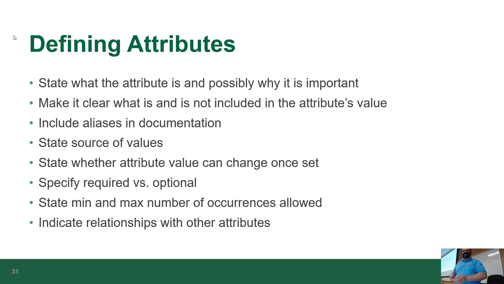You should state the min and the max number of occurrences allowed. When we talk about min and max, it's more like, is it required? Is there one? Is there more than one? Second, you go to more than one. It could be 2, could be 5,000. That doesn't make a difference. It's basically 0, 1, or more.